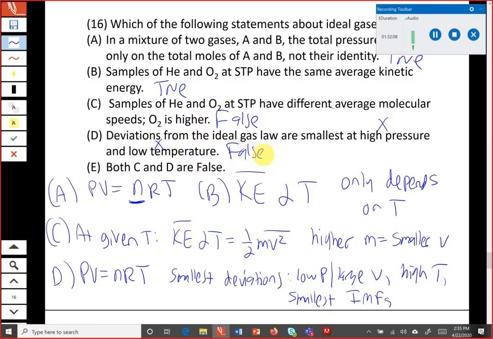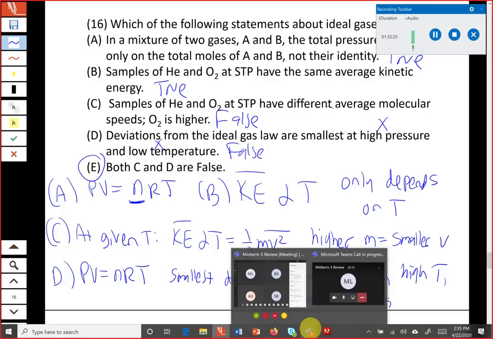If you go to high pressure and low temperature, you're going to force the gas molecules close together and force them to be moving slower, such that they're going to interact with each other more strongly, and that's going to cause deviations from the ideal gas law. So both C and D are going to be false in this problem. Okay, so that's a conceptual question.